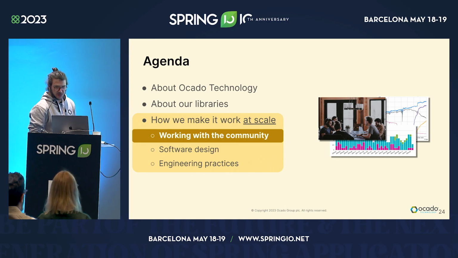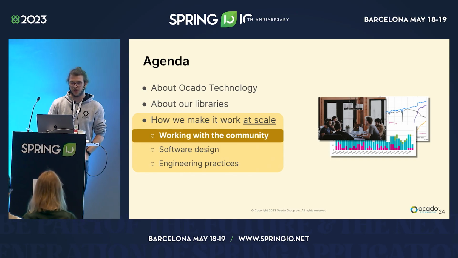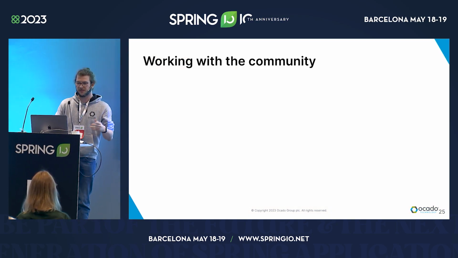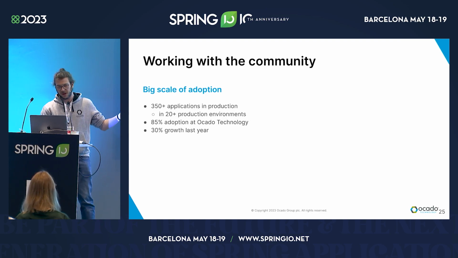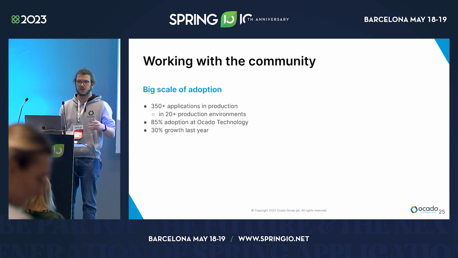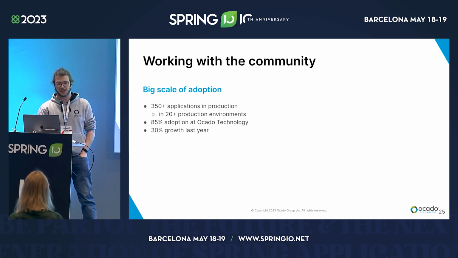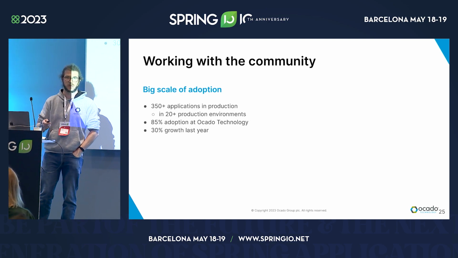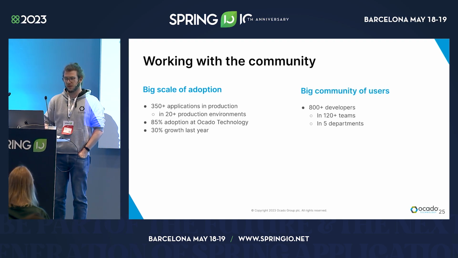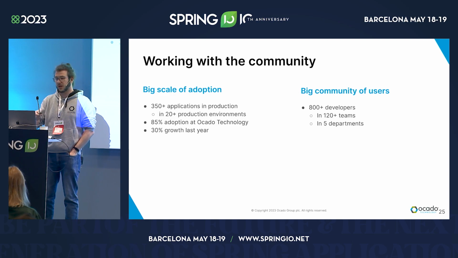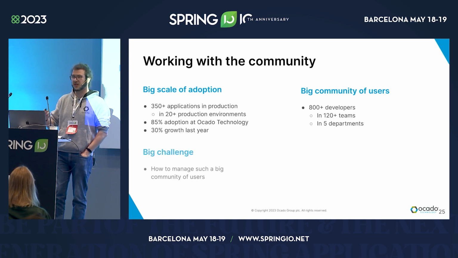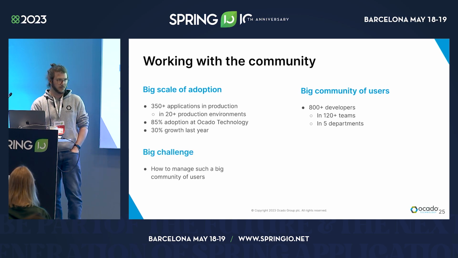So the first thing we want to share with you is how we work with the community to make this library work at scale. The community, by definition, is defined by the adopters of a product, libraries in this case. The scale of adoption of our product is big because it's used by more than 350 applications in more than 20 production environments. And big scale of adoption means, of course, that we have a big community of users, more than 800 developers in more than 120 teams in 5 different departments. It's a big challenge for us, how we can manage such a big community of users.